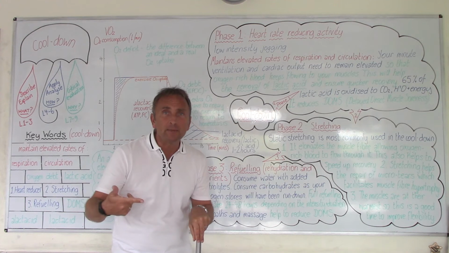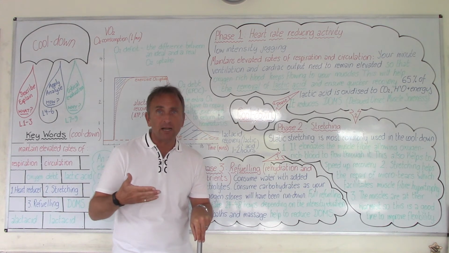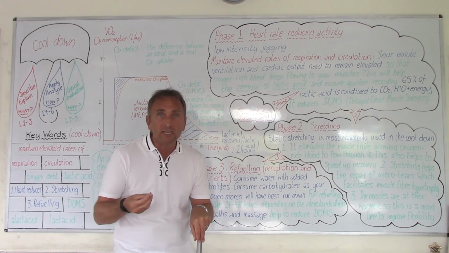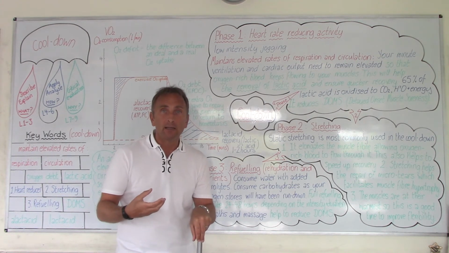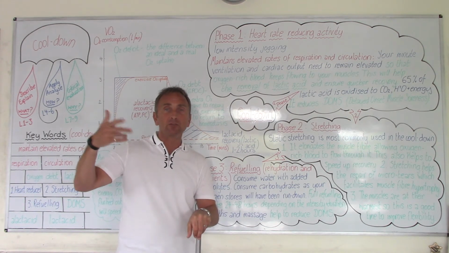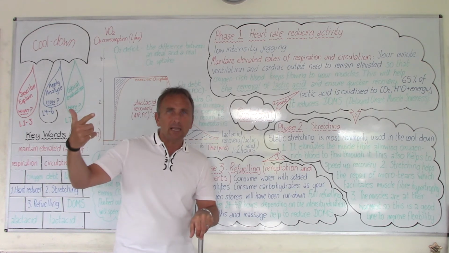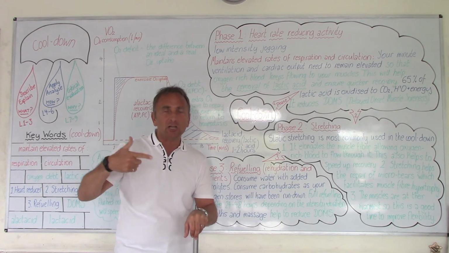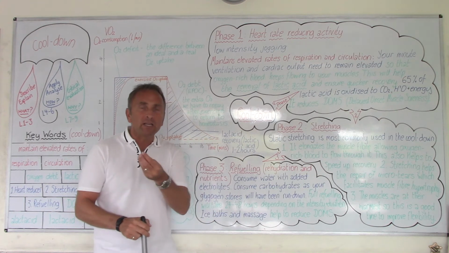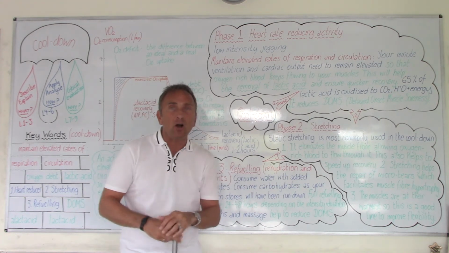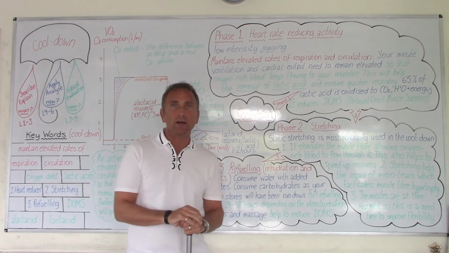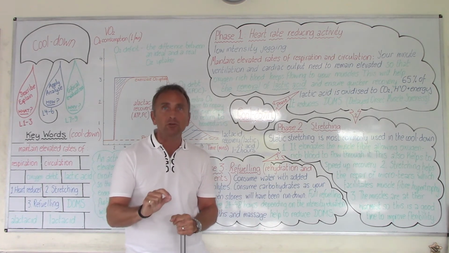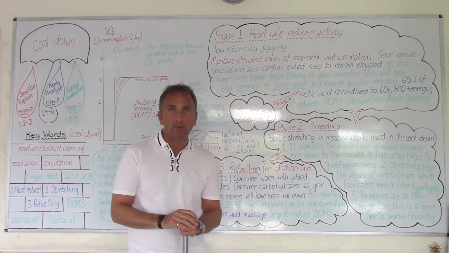You want to keep your breathing depth and breathing rate high. You want to keep your heart rate and your stroke volume high. Because if you maintain those higher levels of minute ventilation and cardiac output, then we can breathe in the oxygen, that's the golden substance, and then we can transport it to our muscles because that oxygen is crucial during a cool down.